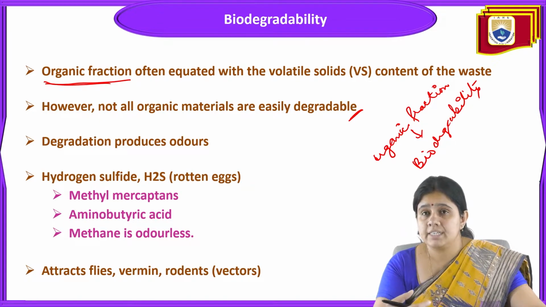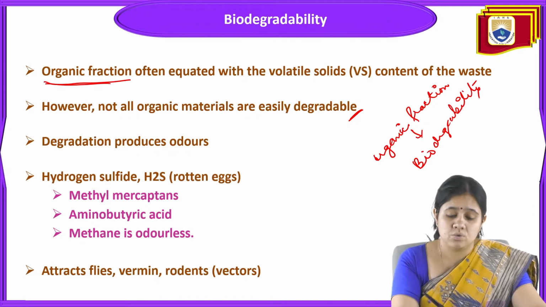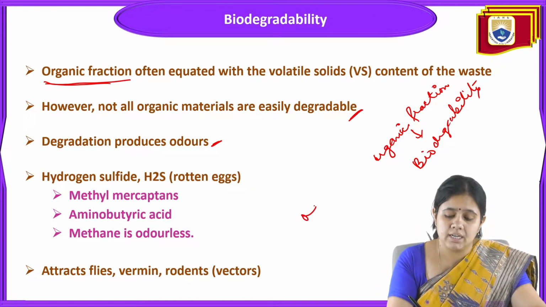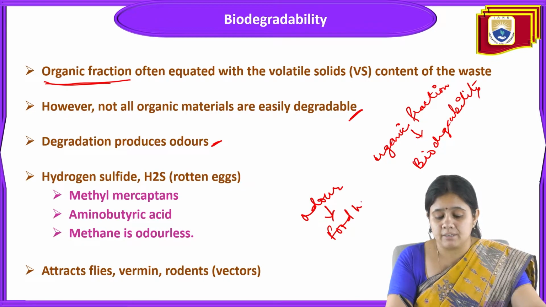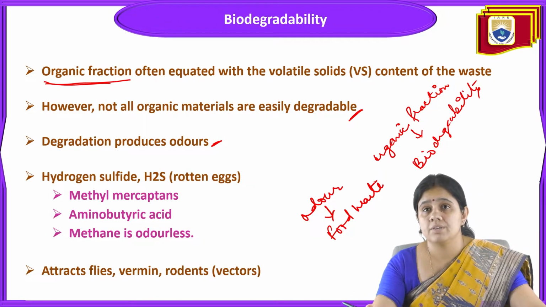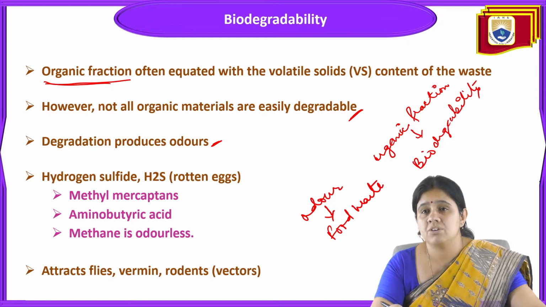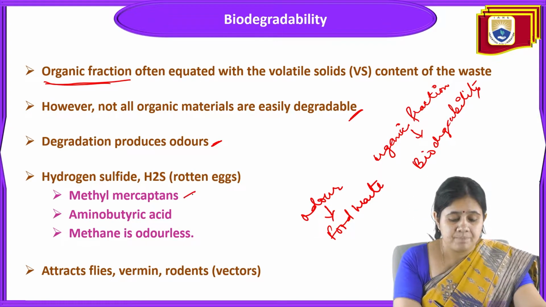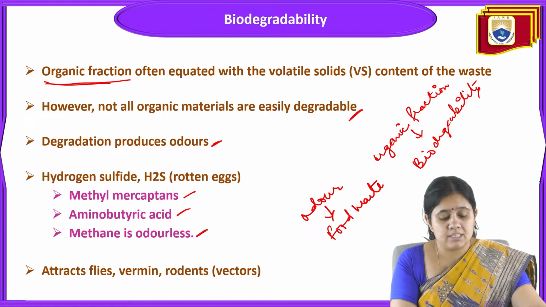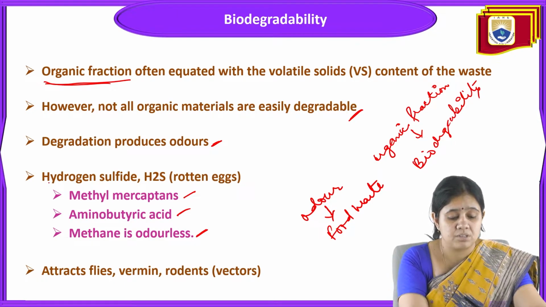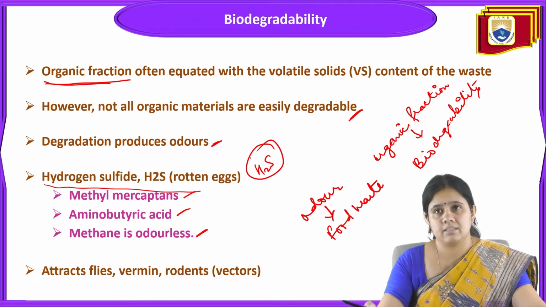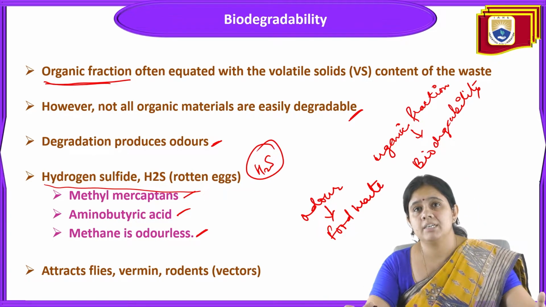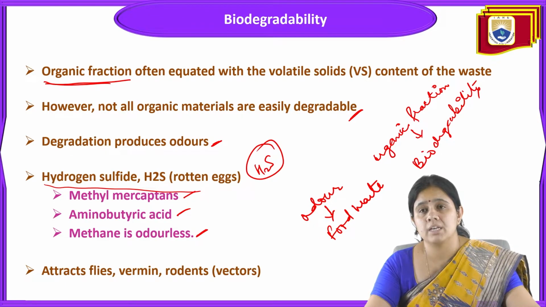When degradation starts, it produces odor. The odor in food waste is all because of this organic matter. The gas responsible for this odor is hydrogen sulfide, H2S, which smells very bad, like rotten eggs. Methyl mercaptan, aminobutyric acid and methane are odorless. So biodegradability is also responsible for bad odor in waste.